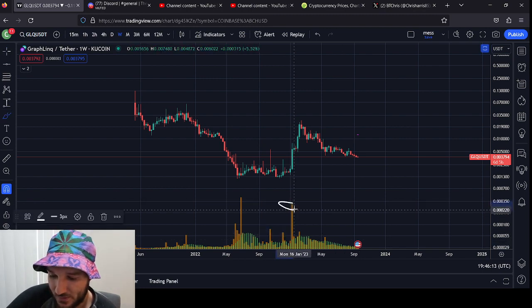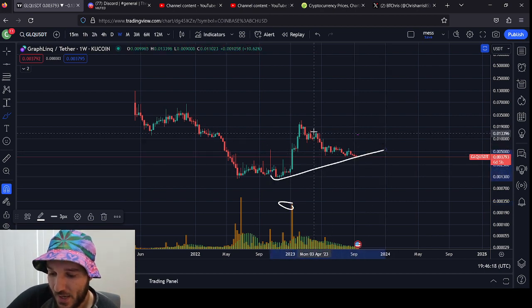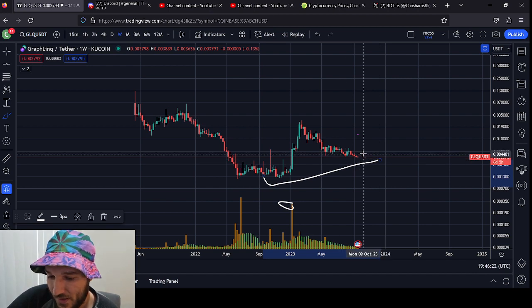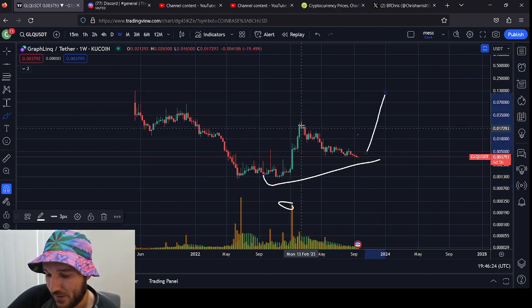It doesn't have to be dramatic like this. I mean, the more the merrier, whatever. But build some volume out of this, form your higher low, and again, it doesn't have to look like that. Form your higher low, and then from there, get a higher high. That's the most important thing.